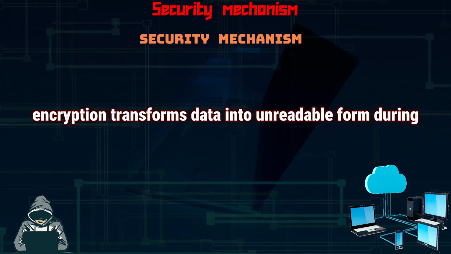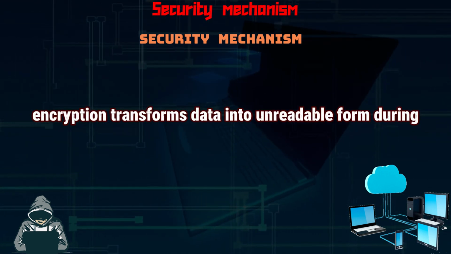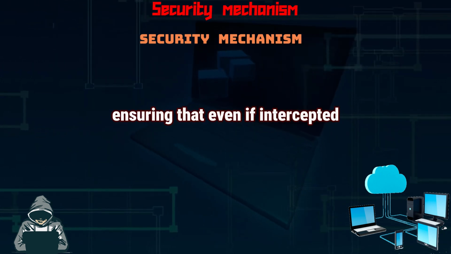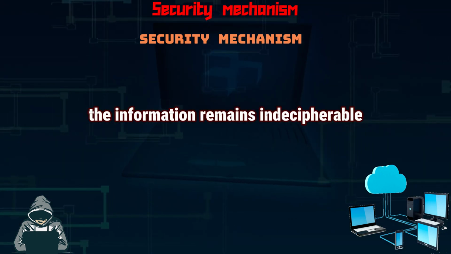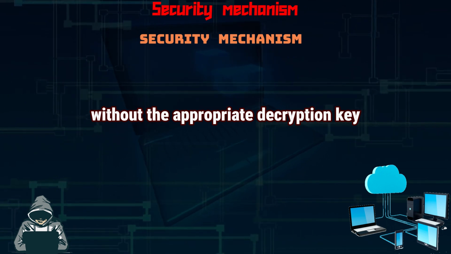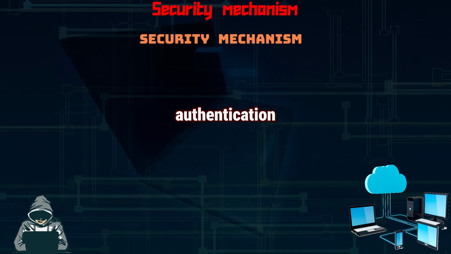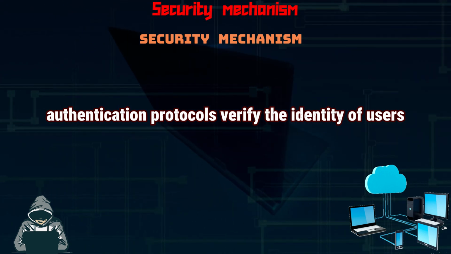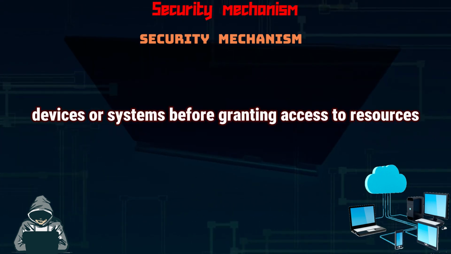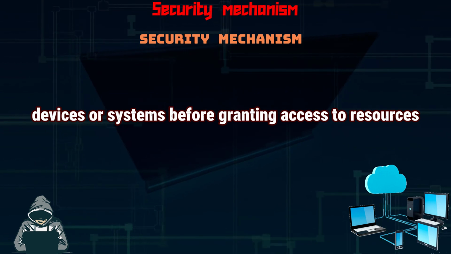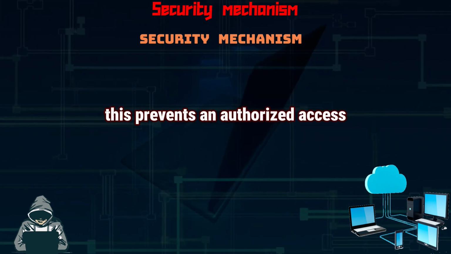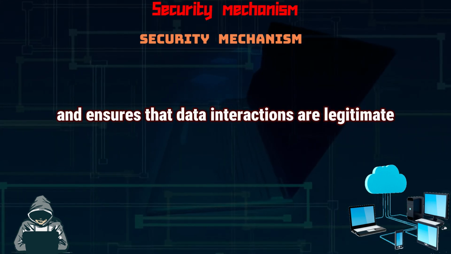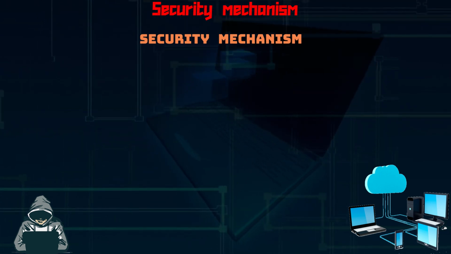Encryption transforms data into unreadable form during transmission, ensuring that even if intercepted, the information remains indecipherable without the appropriate decryption key. Authentication. Authentication protocols verify the identity of users, devices, or systems before granting access to resources. This prevents unauthorized access and ensures that data interactions are legitimate.